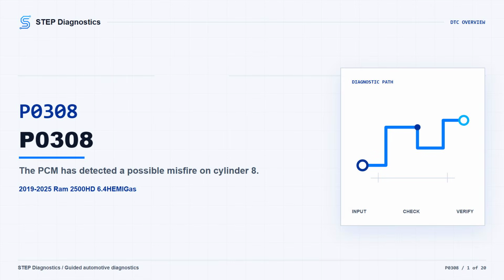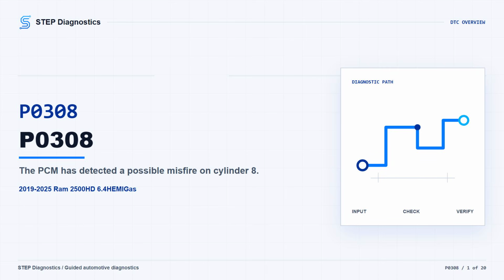On this Ram 2500 HD with the 6.4 HEMI, P0308 means the PCM is seeing a misfire on cylinder 8. The truck may run rough, stumble under load, idle unevenly, or flash the MIL if the misfire is severe. Broadly, this kind of code can come from ignition, fuel delivery, air leaks, engine mechanical problems, valve lift or cam-related issues, wiring, connector problems, or much less commonly, the PCM.